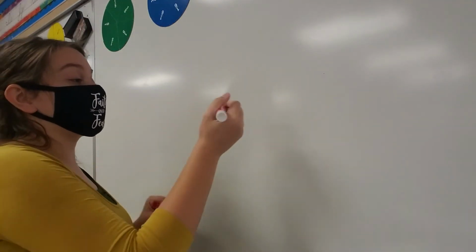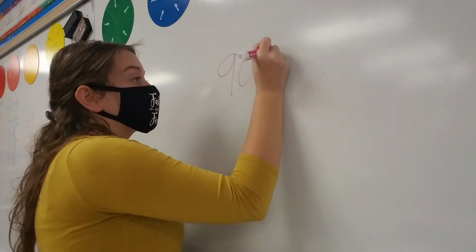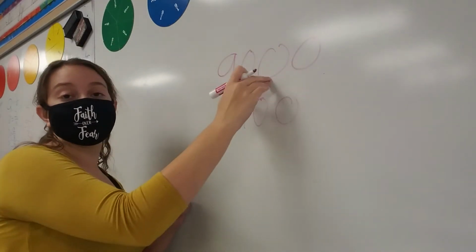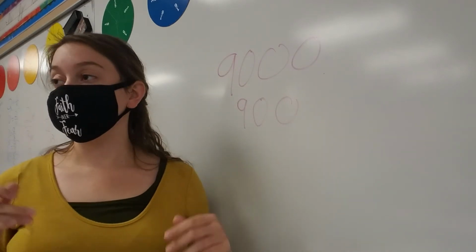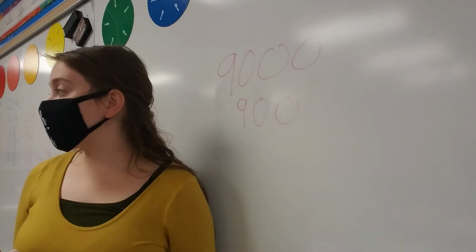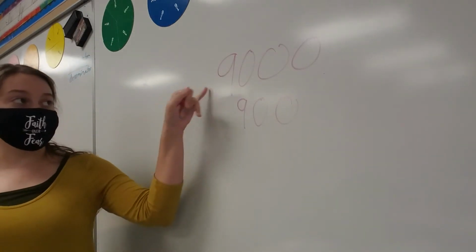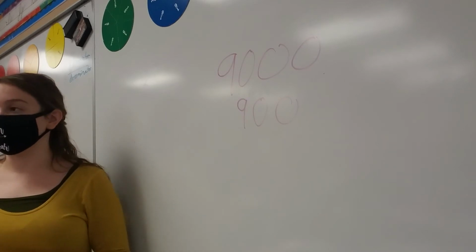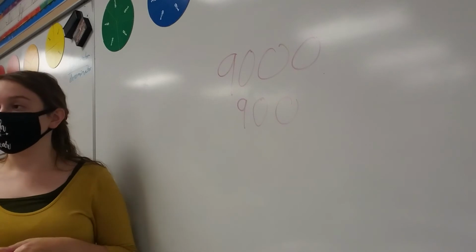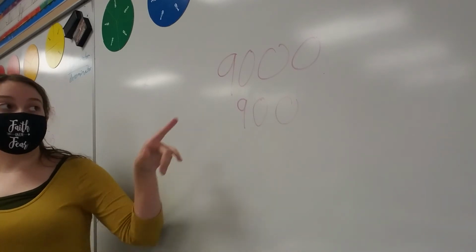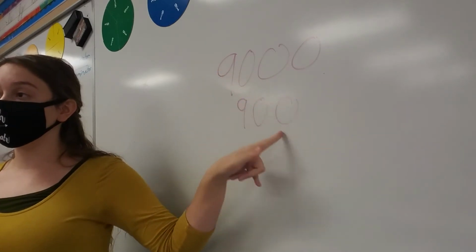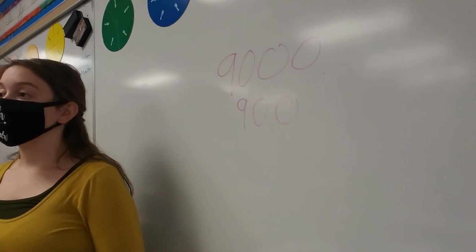When I look at 9,000, and then I'm looking at 900, how many zeros do I have in 9,000? 3. How many zeros do I have in 900? 2. So how many more zeros do I have in 9,000 than I have in 900? Keegan? How many more zeros do I have up here than here? I have 1, 2, 3, and then I have 1, 2. How many more does this have? 3 minus 2 is what? 3 minus 2 is 1.